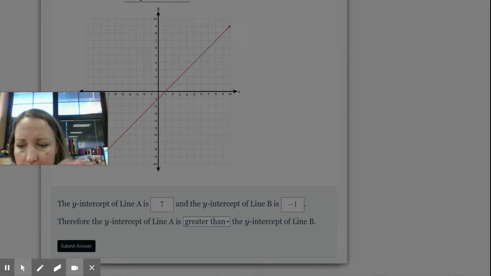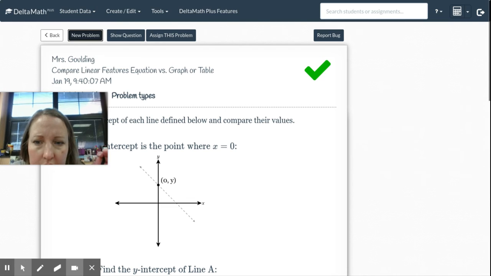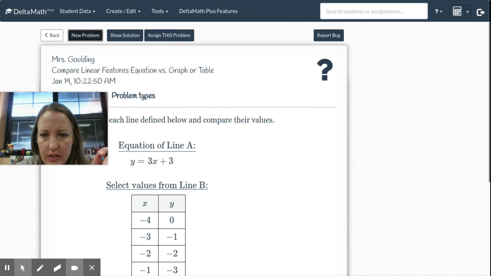Okay? Submit answer. Yes. And again, we get there. And then there it draws the line for us so we can see it. So it's just kind of practicing solving, so taking equations in different forms and looking at them. Let's just take a look and see if there's another one here.